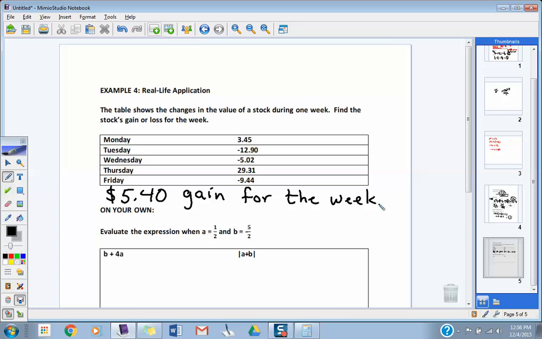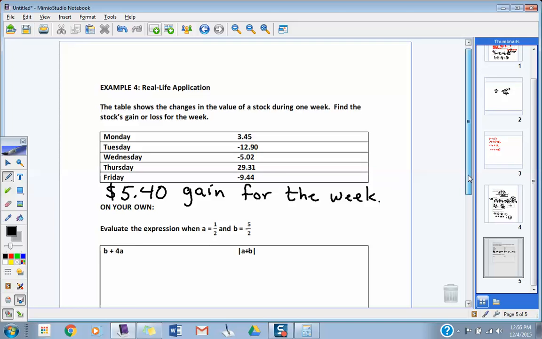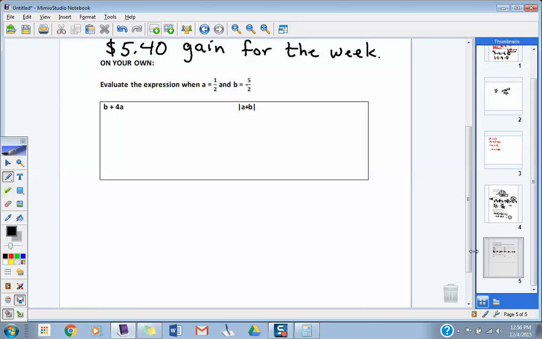All right, so what I want you guys to do, we're not done yet, guys. I want you guys to try these two on your own down here. Okay, I want you to try these two on your own. Guys, you remember what these bars mean right here? Remember what these bars mean? Absolute value. So in the end, you want your answer to be positive, okay? I want you guys to try those two on your own there quickly and see what you come up with. B plus 4 times A, and then the absolute value of A plus B. Absolute value has to be positive. Yep, after you do the operation inside, though. Okay.